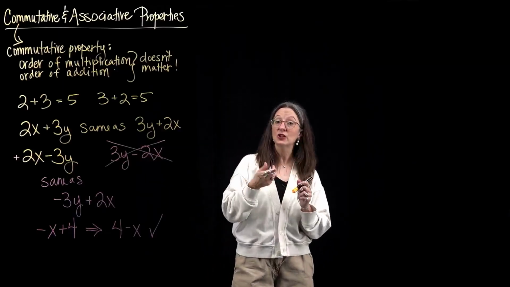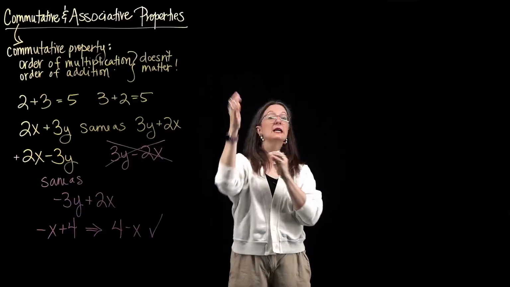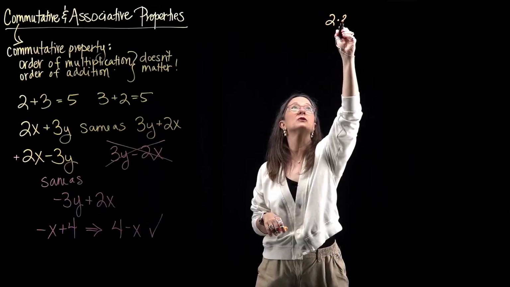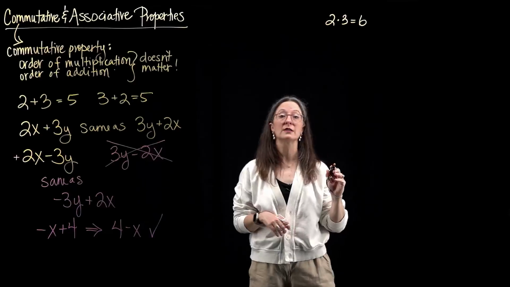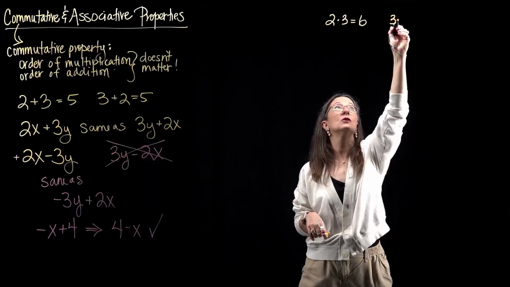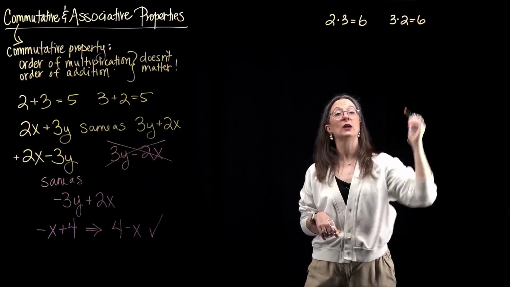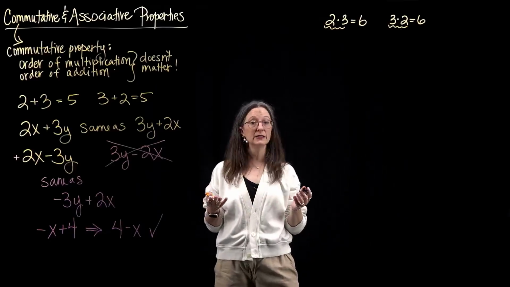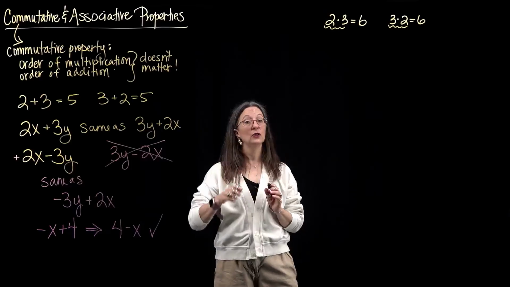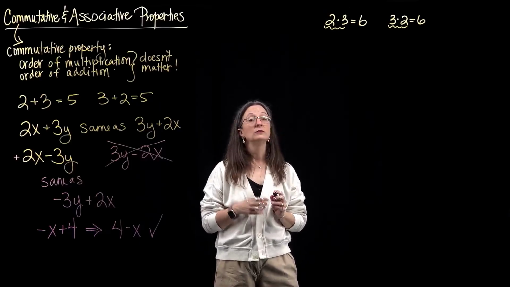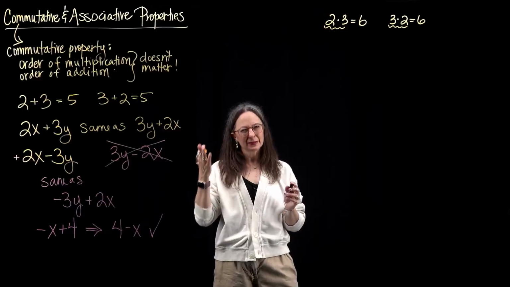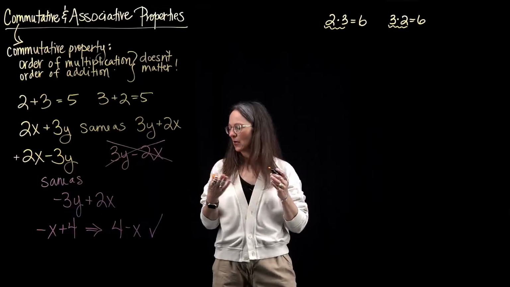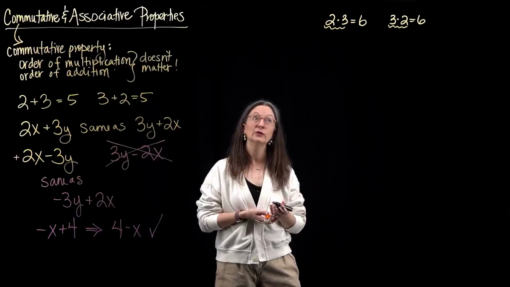Commutative property of multiplication is really similar. It says that the order doesn't matter when we multiply. So for example, if I have 2 times 3, that's equal to 6. The same way, 3 times 2 is also equal to 6. We can switch the order of our multiplication and it doesn't change anything. How you might see this? Well, one is when you're simplifying. Sometimes you can make your life a little bit easier by switching the order of the multiplication. Another way is when you're checking an answer.